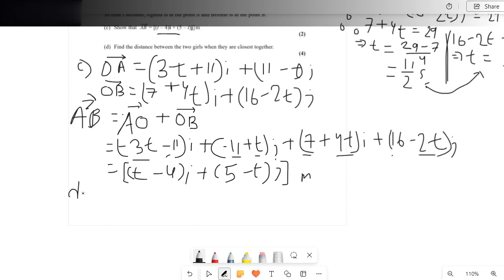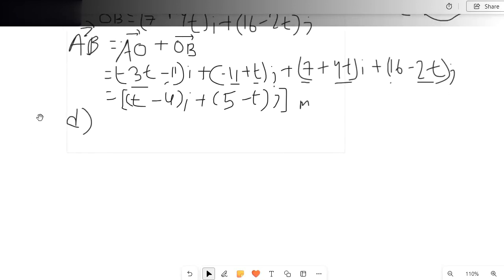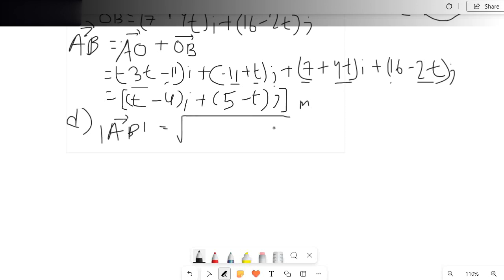So for part D, we have to find the distance between the two girls when they are the closest together. Now we know that AB is the position vector of B with respect to A. Therefore the modulus of AB should represent the distance between the two people. Therefore we can say that the modulus of AB should be equal to root of (t minus 4) whole square plus (5 minus t) whole square.